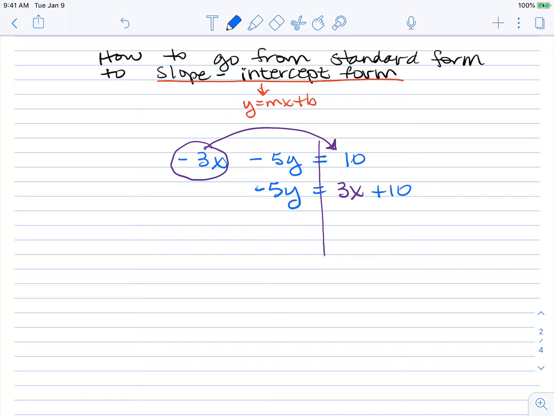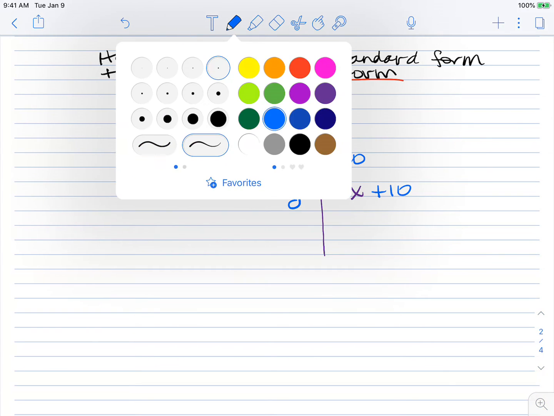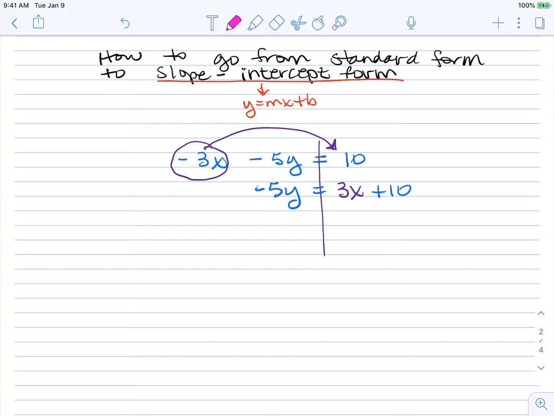And I still need to get my y alone. It's very common for students to think that I'm going to add 5, and that's not what I'm going to do, because between the negative 5 and the y, there's nothing there, so that's considered to be a dot. That's a multiplication problem right there. So in order to undo the multiply, I'm going to divide. So I'm going to divide by negative 5. And when I divide by negative 5, I do it on all three terms. And that will reduce to 1. And that gives me a y here.